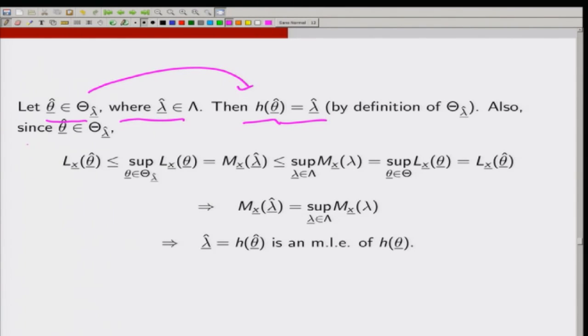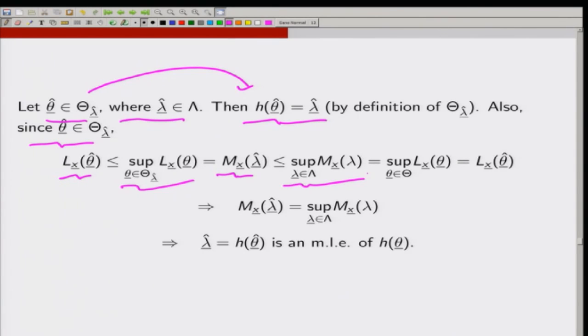Also, since theta hat belongs to theta_lambda hat, Lx(theta hat) would be less than or equal to the supremum value of Lx(theta), because it is Lx(theta) at a particular value. But this is the same as Mx of lambda hat. But Mx of lambda hat would be less than or equal to the supremum of Mx(lambda).